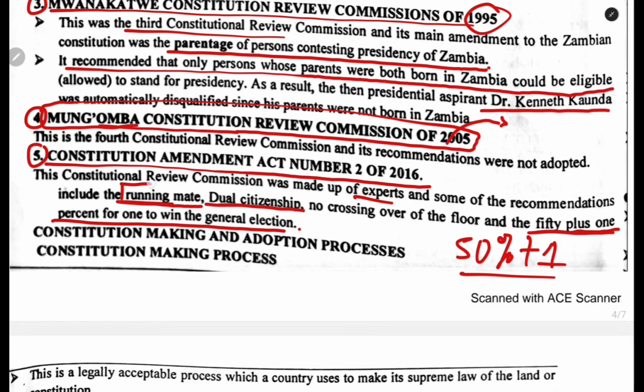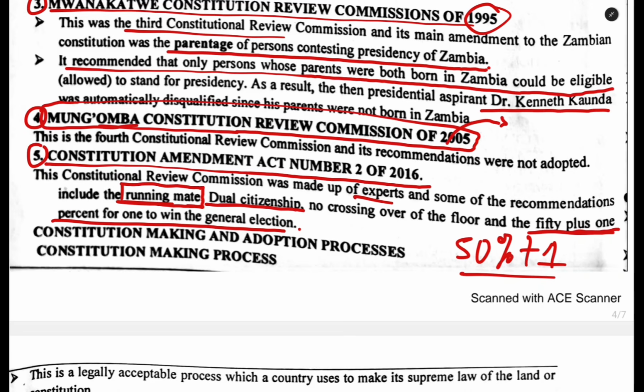So running mate means that each political party contesting in the general elections needs to choose one person representing the party as president in case they win, but it is also required that they choose a running mate. The running mate is the person they are going to go with in an election. In the case where the party wins, that person becomes the vice president. In the past electoral system, after winning the election, the president would choose the vice president among the loyal members within the party. Then also dual citizenship.